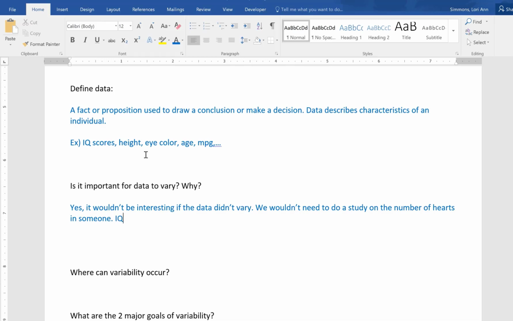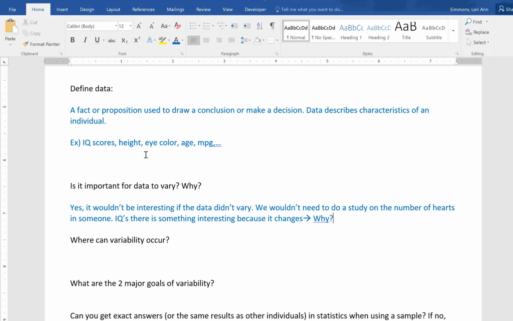But IQs, there is something interesting because it changes. And why? Why are IQs higher for some people than they are for others? That's what's interesting. Is it where they grew up? Is it the way they were raised? Is it genetics? So many questions that we could be asking why.